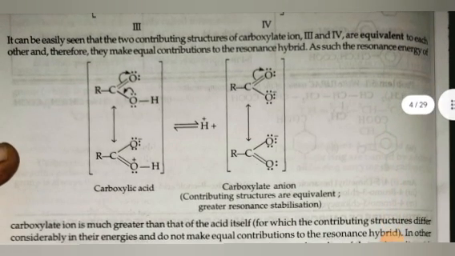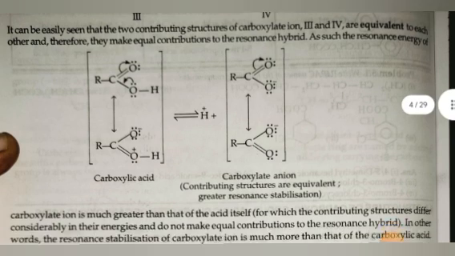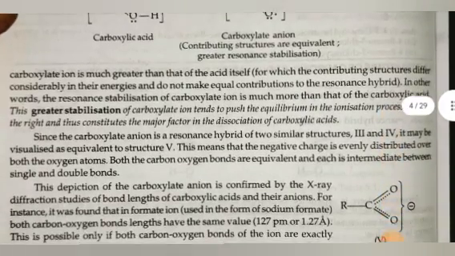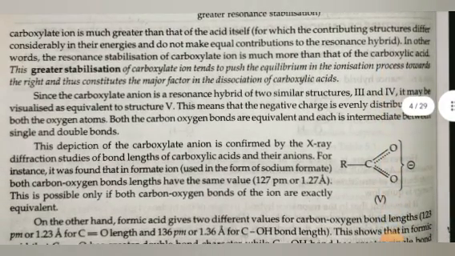It can be easily seen that the two contributing structures of the carboxylate ion, third and fourth, are equivalent to each other and therefore make equal contribution to the resonance hybrid. As such, the resonance energy of the carboxylate ion is much greater than that of the acid itself, for which the contributing structures differ considerably in their energies and do not make equal contribution to the resonance hybrid. In other words, the resonance stabilization of the carboxylate ion is much more than that of the carboxylic acid.